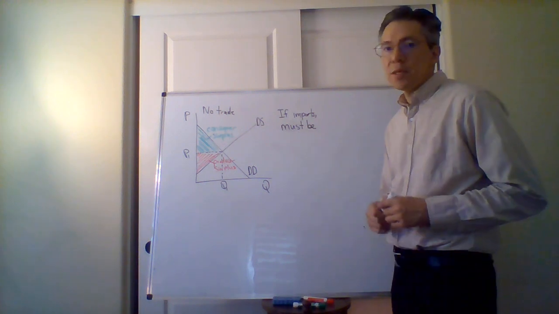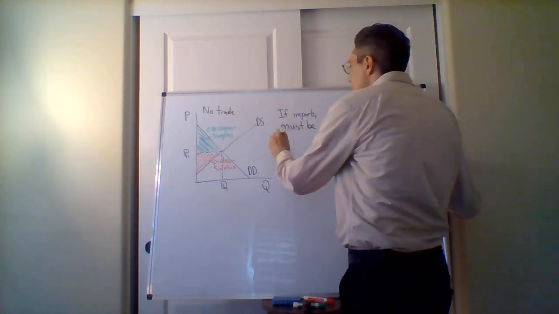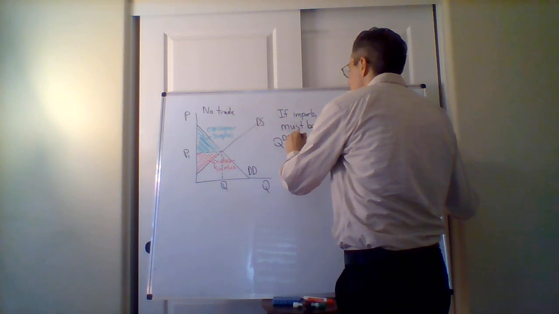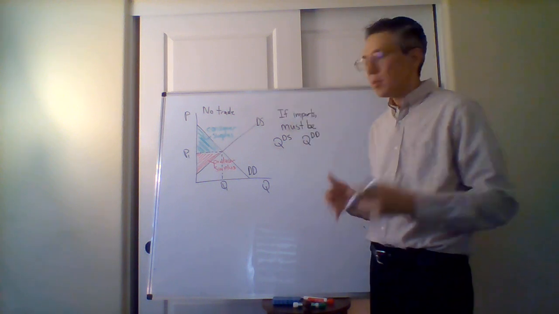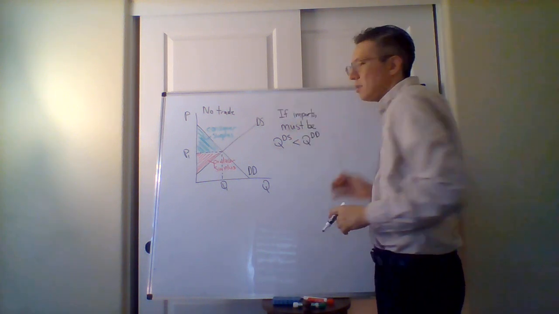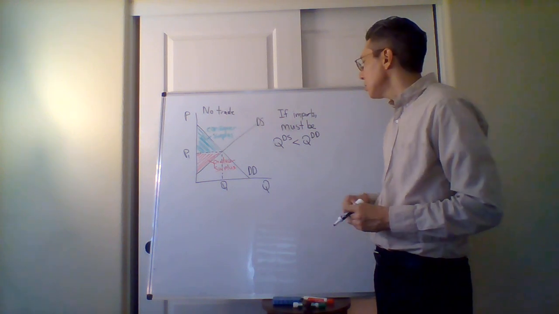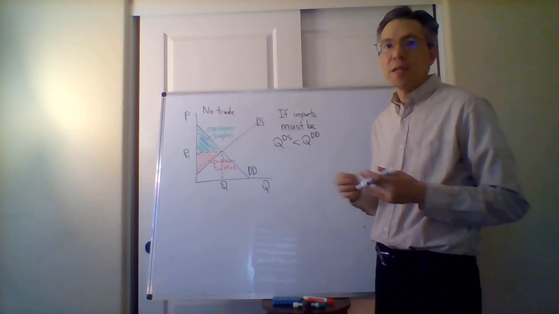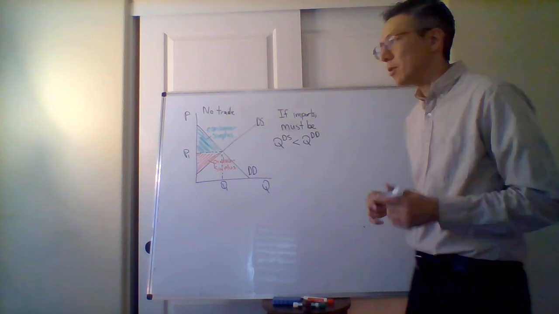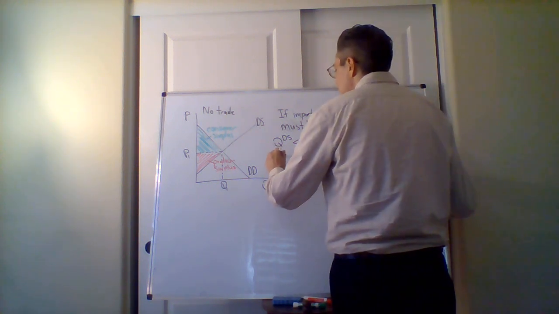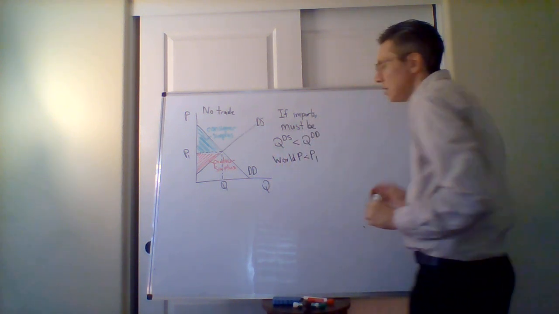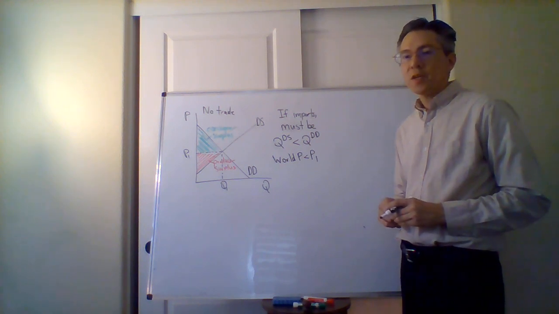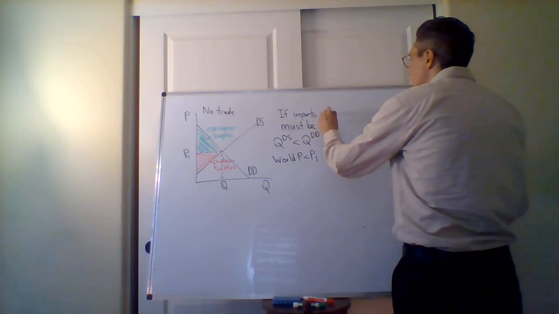So if there are imports, what must be the case? It must be in terms of domestic supply and domestic demand. In order for the country to want more goods from abroad, the domestic demand is going to be the one that's greater. And in order for that to be the case, what can we say about the world price as opposed to the domestic equilibrium? Well, it must mean that the world price is actually less than the domestic equilibrium price. So what does the market actually look like in this case?